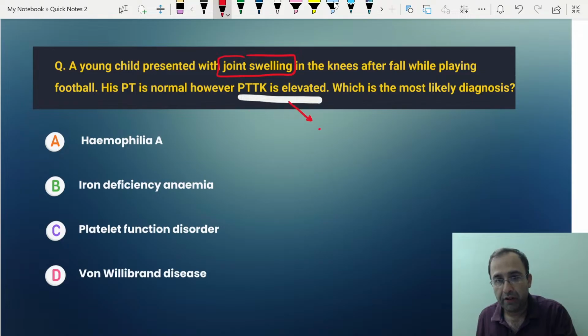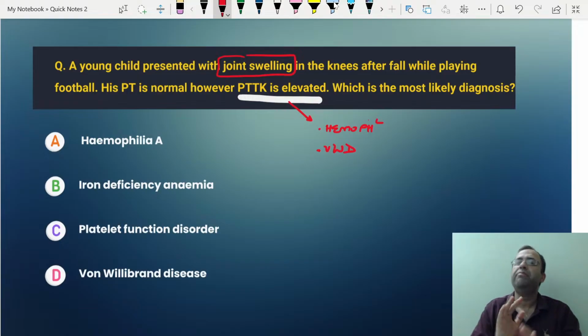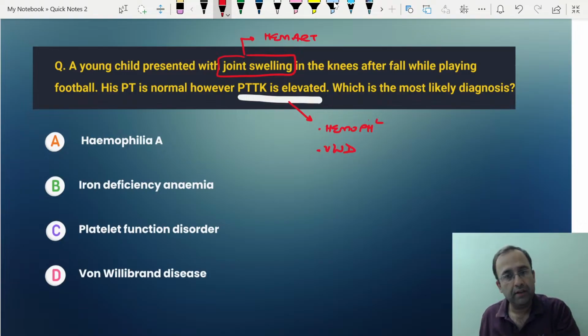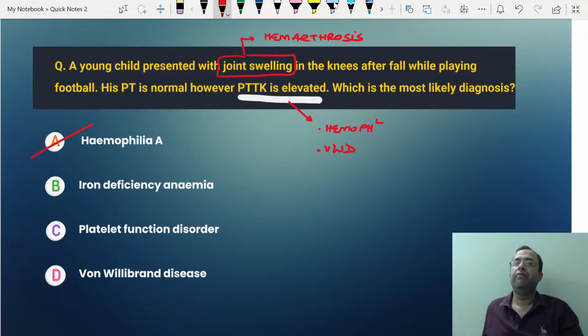That is hemophilia and von Willebrand disease. Both of these are associated with isolated elevation of PTT. Now, a history was given of joint swelling. That means the patient is having hemarthrosis. Joint swelling means he is having hemarthrosis. That is, it is a case of hemophilia.